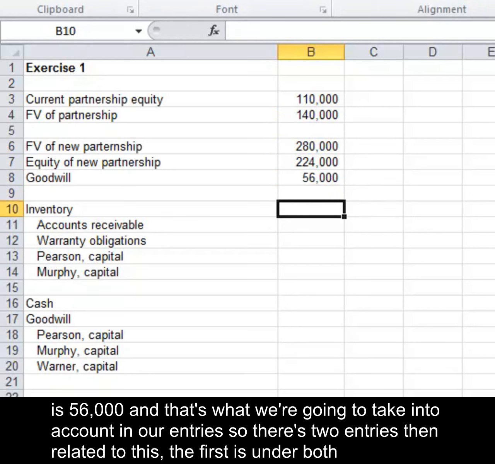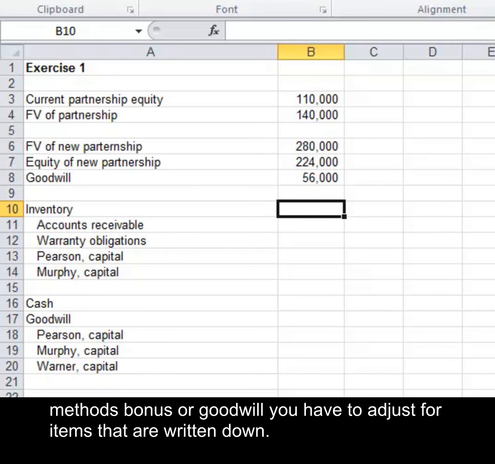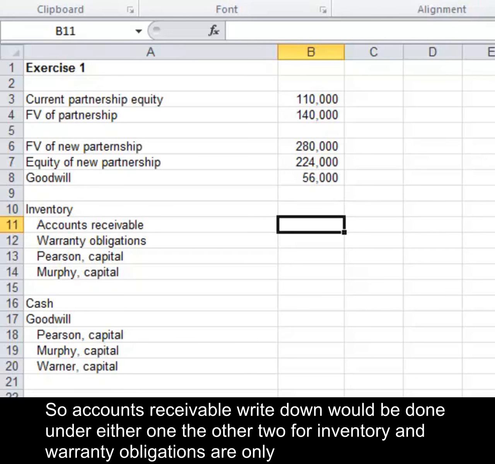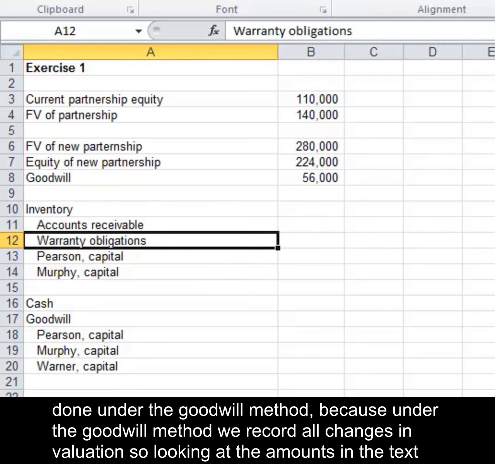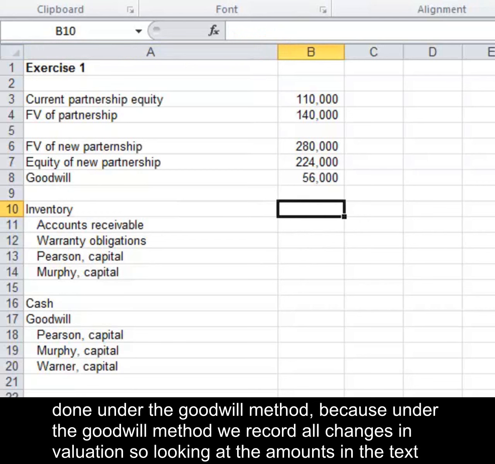So there's two entries then related to this. The first is under both methods, bonus or goodwill, you have to adjust for items that are written down. So the accounts receivable write down would be done under either one. The other two for inventory and warranty obligations are only done under the goodwill method, because under the goodwill method we record all changes in valuation.